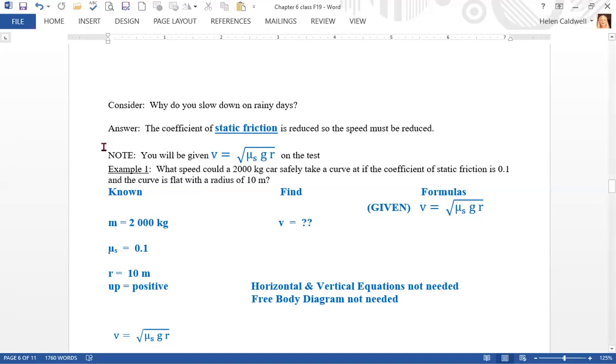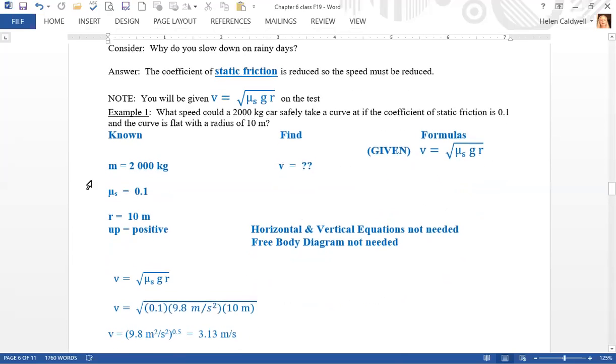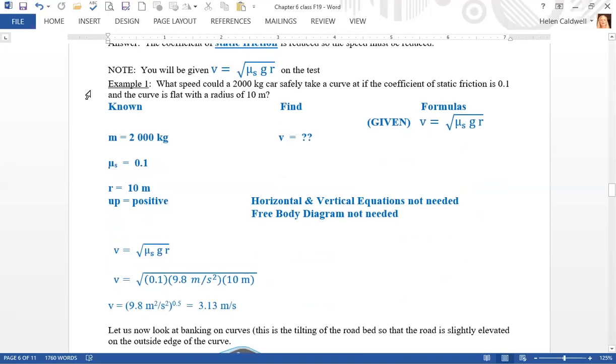So you would be given that V equals square root of mu s times g times r on the test. You don't have to memorize that. You just need to know how to use it. So let's look at how we use it.